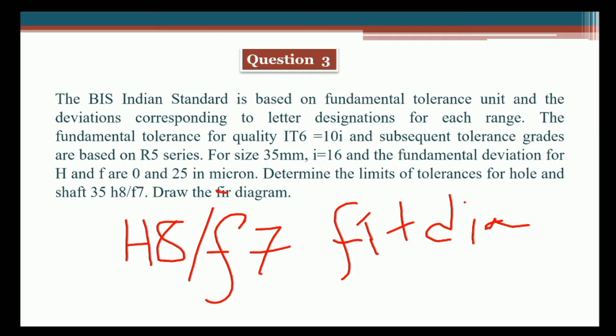That means there is a certain indication when we are considering the IT grade. The R5 series actually helps us find the next IT grade using that formula, that is the constant increase of 60%. Okay, so we will see how this is solved.